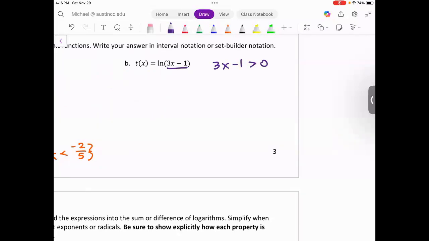So we add 1 to either side. We get 3x is greater than 1. Divide each side by 3. x is greater than 1/3. So in interval notation, that domain would be from 1/3 to infinity. Or in set builder notation, x such that x is greater than 1/3.